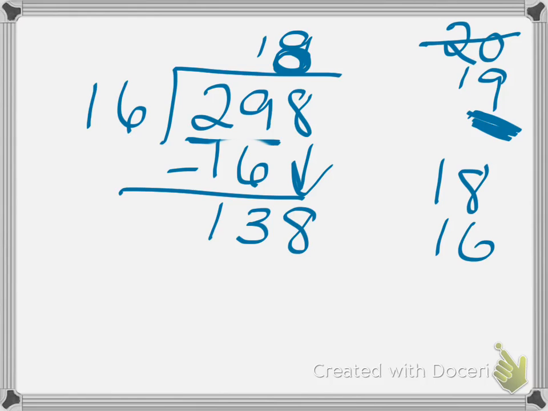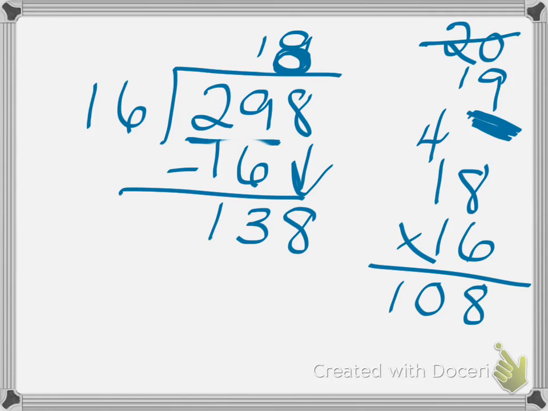(18 times 16). 6 times 8 is 48. 6 times 1 is 6, plus 4 is 10. Put in my placeholder. 1 times 8 is 8, and 1 times 1 is 1. Whoops. I just realized the mistake I was making.